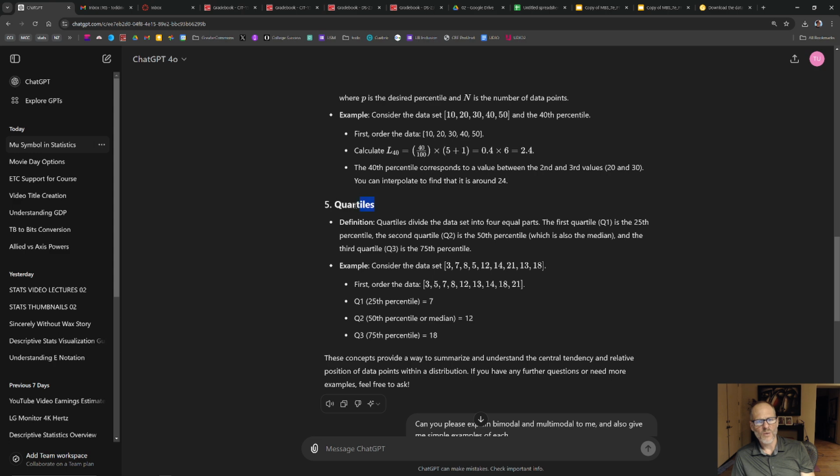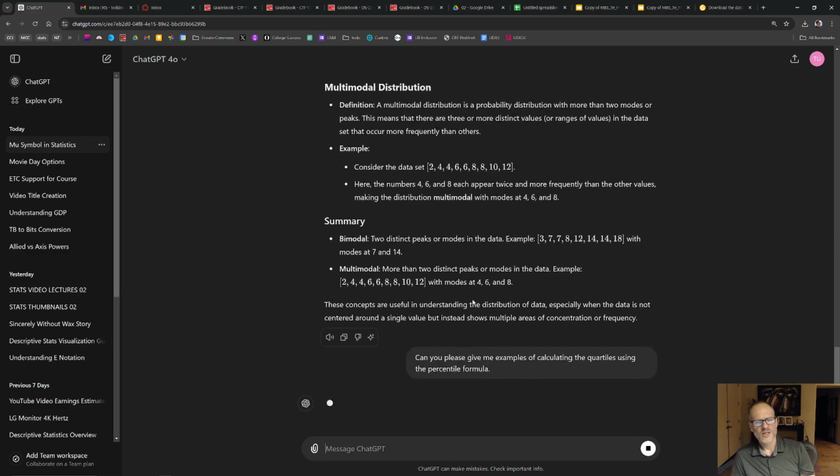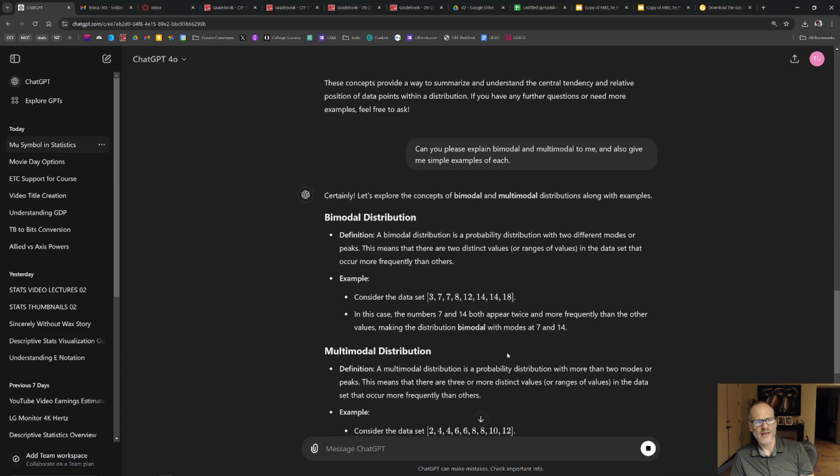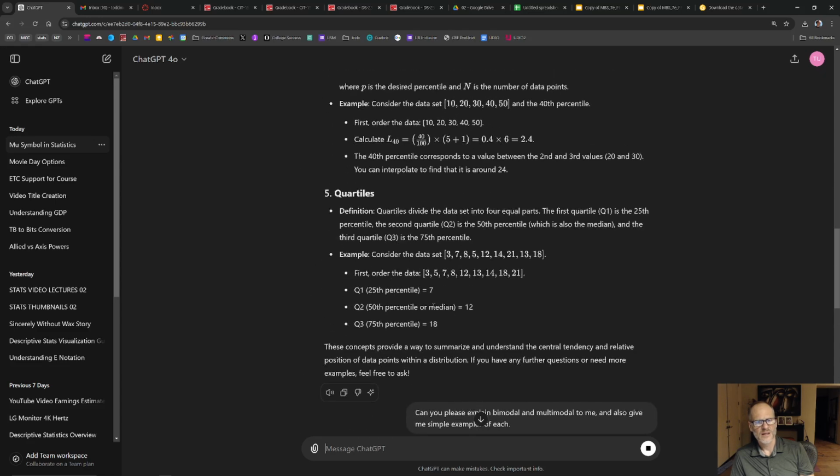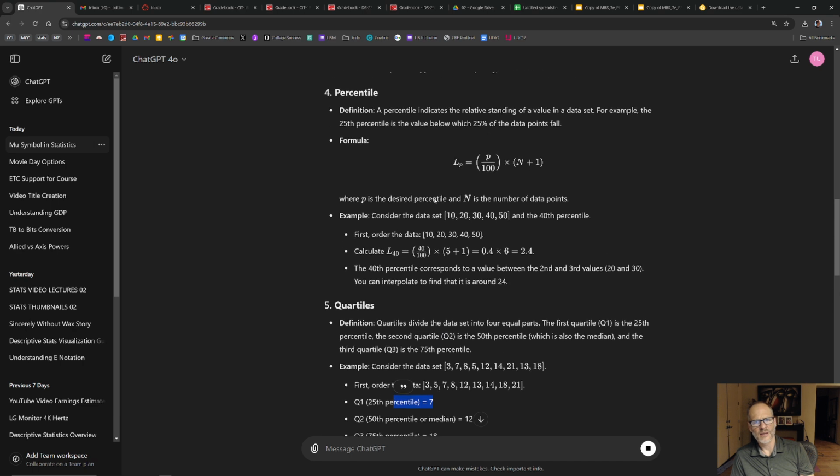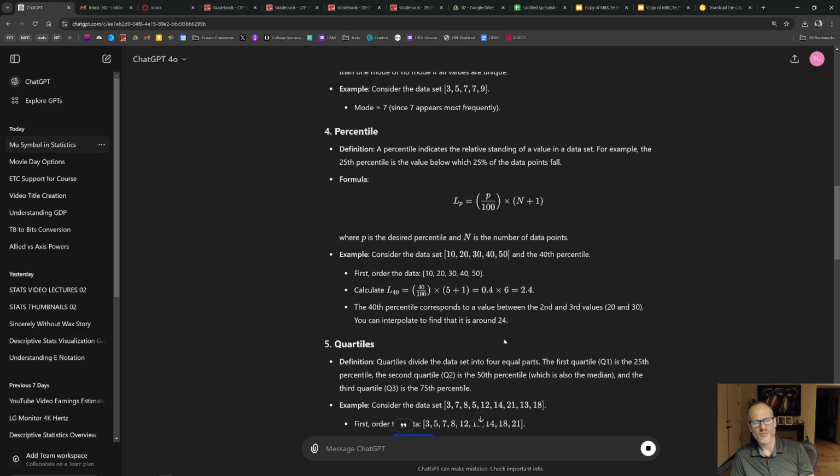So, if I wanted to, I could say down here to ChatGPT, can you please give me examples of calculating the quartiles using the percentile formula. And yeah, that's good enough. There we go. And so this will show us how we could have calculated these quartiles right there using the percentile formula.